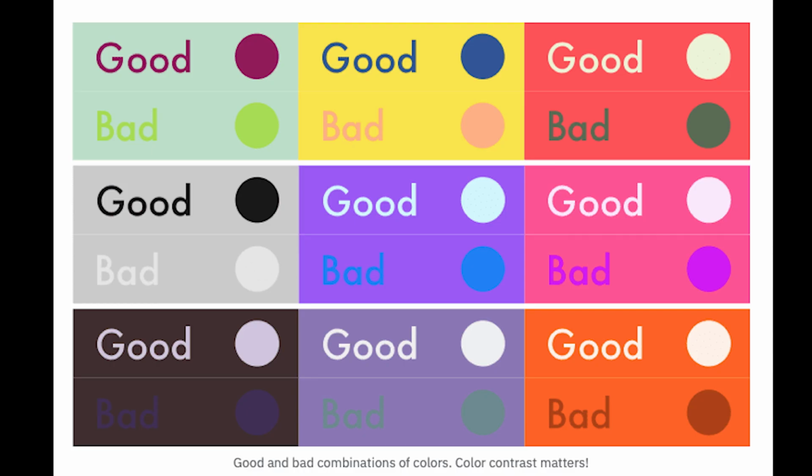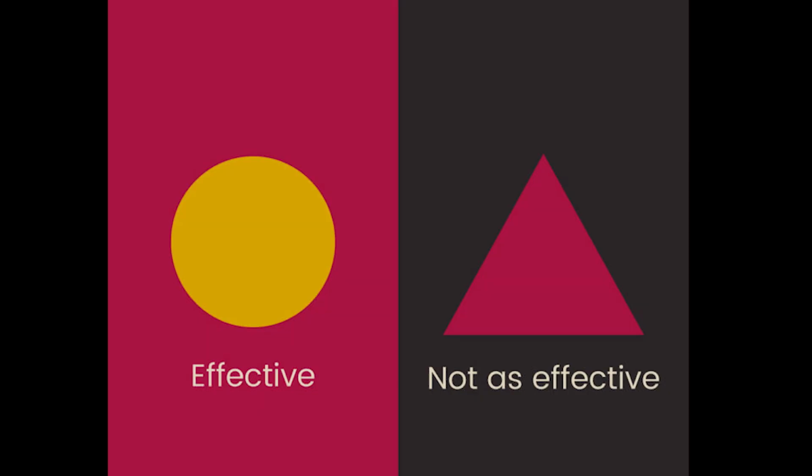Let's start with color contrast. This is probably the most common type of contrast. Using contrasting colors can make elements pop and grab attention. Think of black text on a white background. It's simple but very effective. Complementary colors, which are the opposite of each other on the color wheel, also create strong contrast.